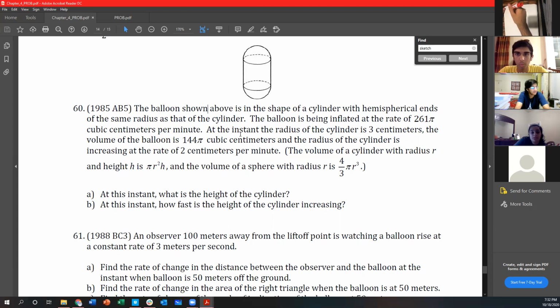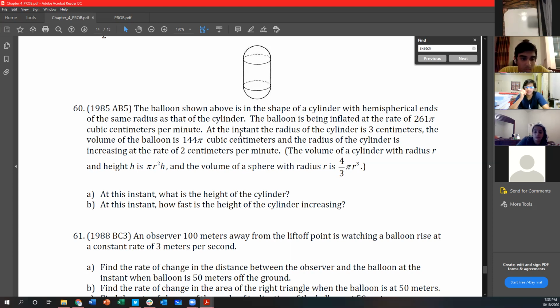The balloon shown above is in the shape of a cylinder with hemisphere ends of the same radius as that of the cylinder. Okay, makes sense. The balloon is inflated at the rate of 261 pi cubic centimeters per minute. I'm going to stop immediately there and write that mathematically. What do I know? How do I write that mathematically?